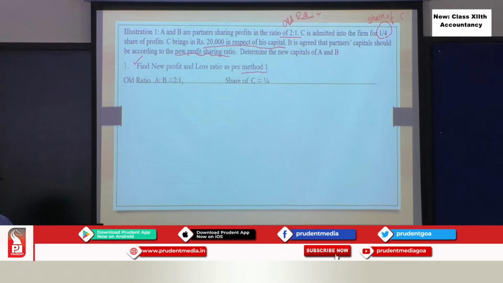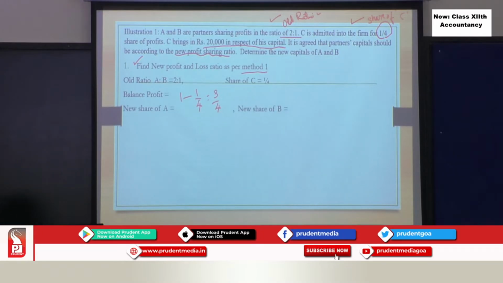Why? Old ratio is given and share of the new partner is given. So as these two pieces of information only are given, we will follow method 1. As per method 1, the first step is the balance of profit. How do we calculate it? 1 minus the share of the new partner. Share of the new partner is 1/4, so you get 3/4. So 3/4 is the balance profit.